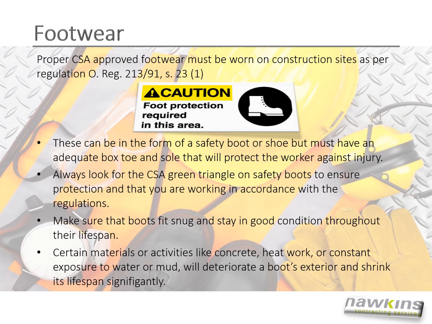Proper CSA-approved footwear must be worn on construction sites as per Section 23-1 of the Regulations on Construction Projects. These can be in the form of a safety boot or shoe, but must have an adequate box toe and sole that will protect the worker against injury. Always look for the CSA green triangle on safety boots to ensure protection and that you are working in accordance with the regulations. Make sure that boots fit snug and stay in good condition throughout their lifespan.